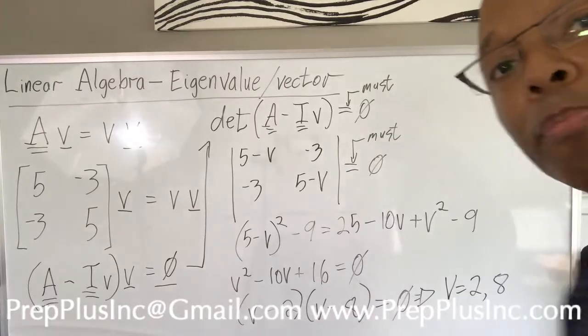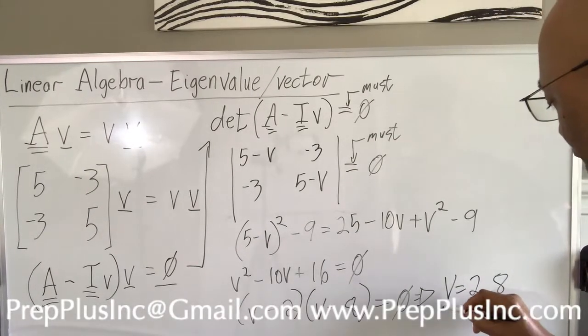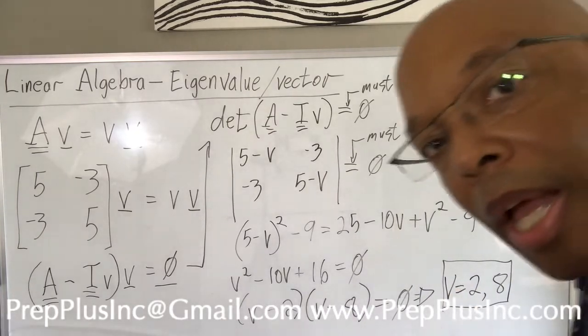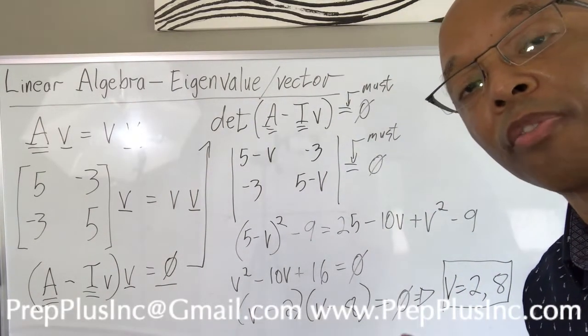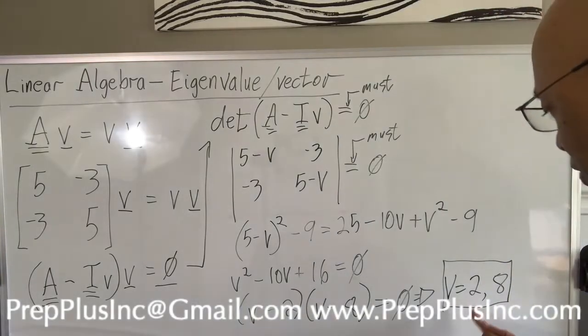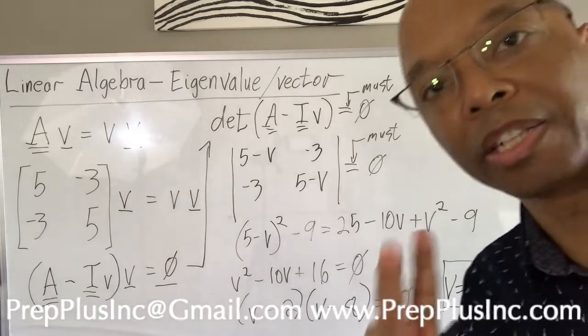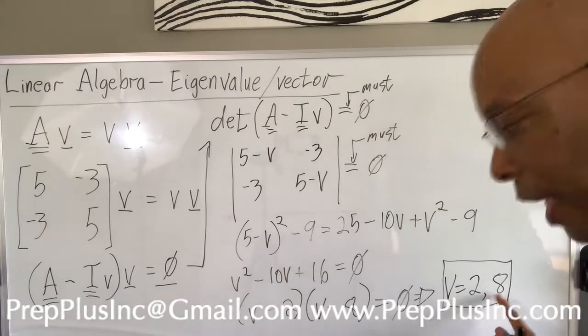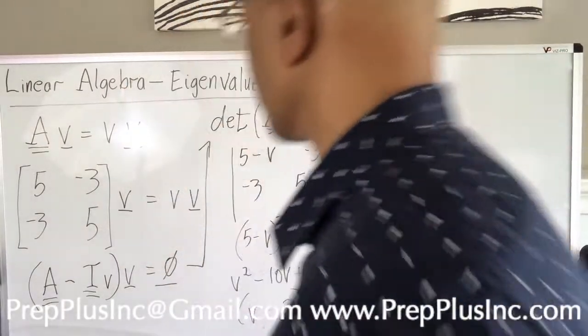Okay, so we have part of the problem so far. We have the eigenvalues right now. So now let's solve for the eigenvector that corresponds to eigenvalue 2, and let's find the eigenvector that corresponds to eigenvalue 8. So let's move on over here.